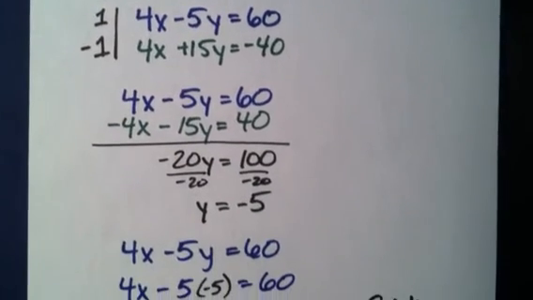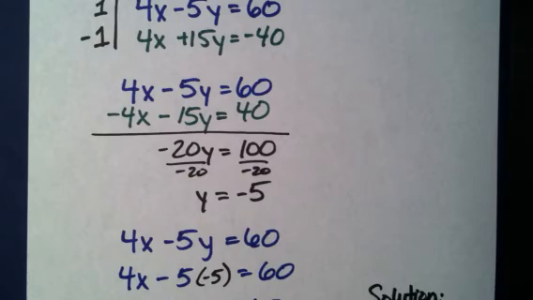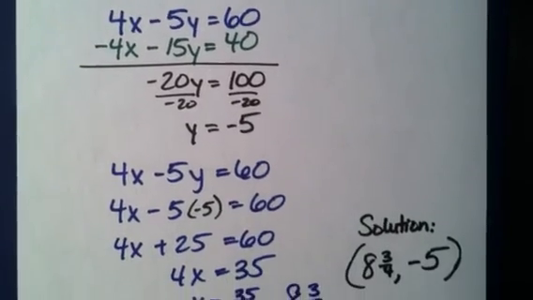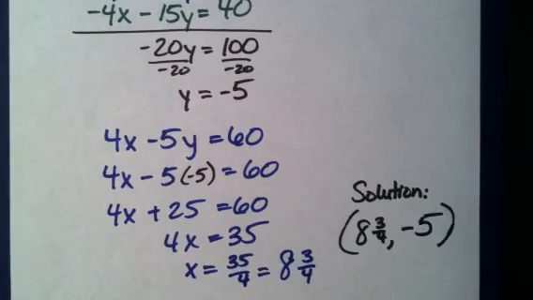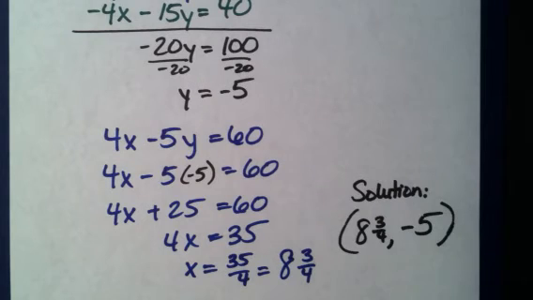I then go to one of the equations and put in negative 5 for y and solve for x. And when I do so, I get that x equals 35 over 4, which is the same thing as 8 and 3/4, and then my y value was negative 5.